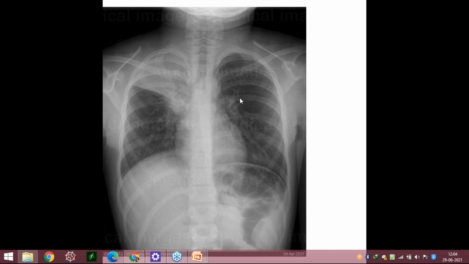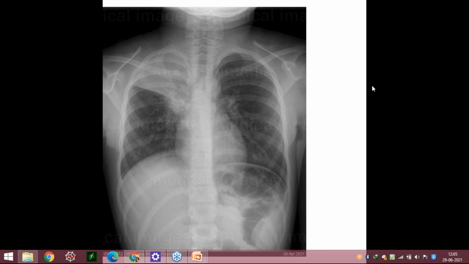Now, if you go to the breathing aspect, you can very well see that B is on the right side. We are seeing that the opacity is there, which is not there on the left side, and it is a homogeneous opacity. There is an opacity which is homogeneous, and as one of you pointed out, it is right upper lobe consolidation. In this consolidation, you are unable to see any areas of breakdown. It is a patchy consolidation.